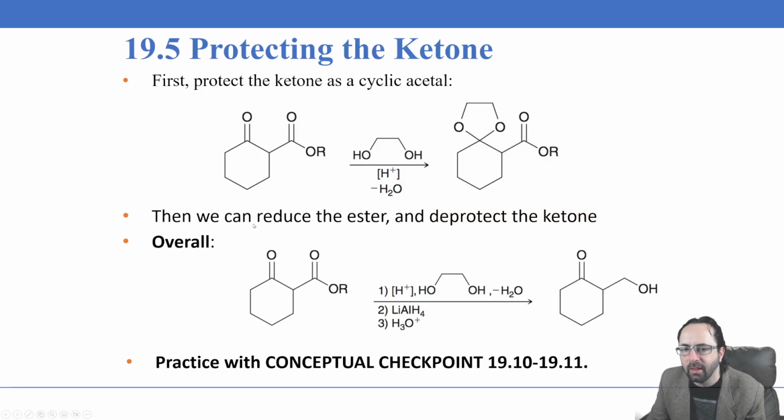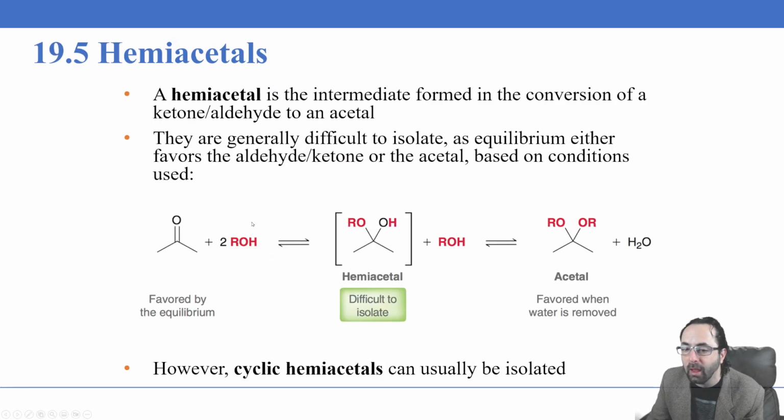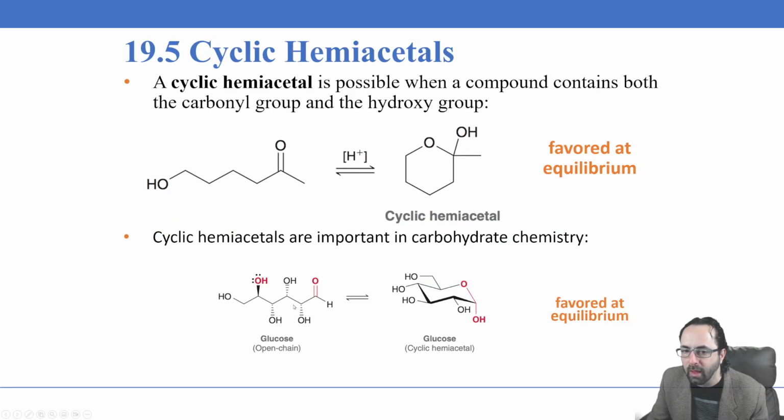Remember that the acetal reaction goes through the hemiacetal intermediate, which is difficult to isolate because, assuming there are more equivalents of alcohol to react, it will continue into the formation of the acetal. So these can be difficult to isolate, the hemiacetal. But cyclic hemiacetals are quite stable, relatively speaking. So they can be isolated here. So let's look at an example of that.